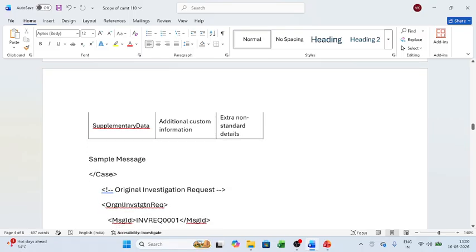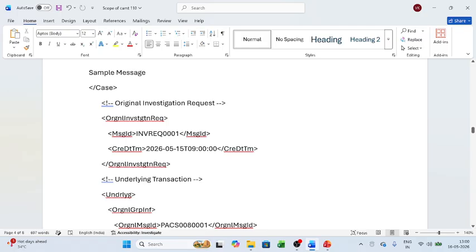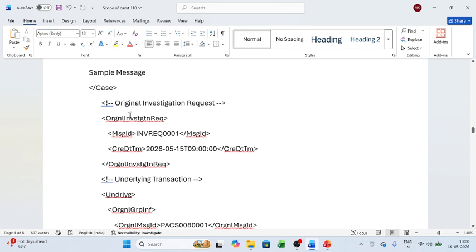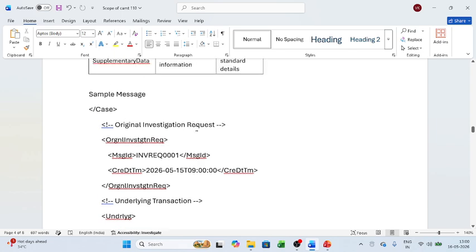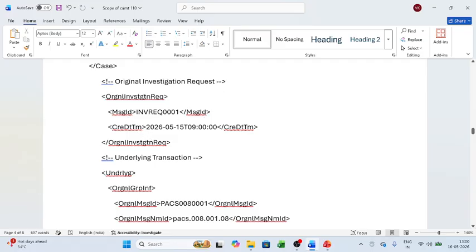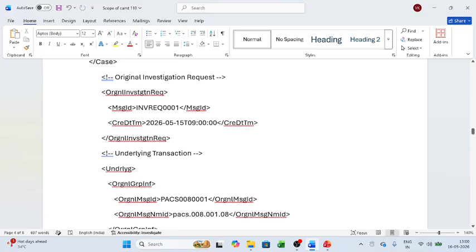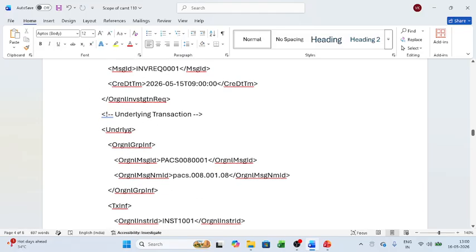Supplementary data is in a non-standard format, used only rarely, with a name and envelope like that. See, this is the sample structure of the message. Please look at it very carefully. See, first I will send the investigation request. Original investigation request: this is the request. This is my camt.110 message ID, creation date and time. So first I will raise one camt.110 message. After that, the camt.110 message refers to your original transaction message, either your pacs.008 or pacs.009, like that.